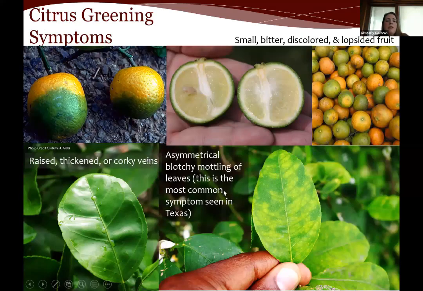All right, so what are some common symptoms? Well, I think some of the most famous and easily recognized symptoms are small, bitter, discolored, and lopsided fruit. Here are some examples of those. Things like oranges staying green, not ever fully ripening, staying really small, and tasting nasty. You can also have really thick pericarps and very itty-bitty little fruit sections.